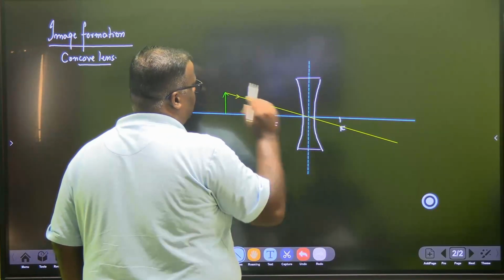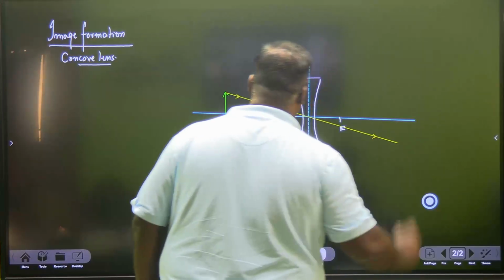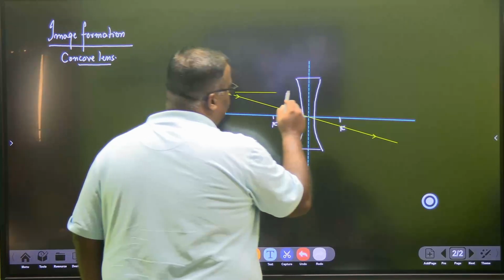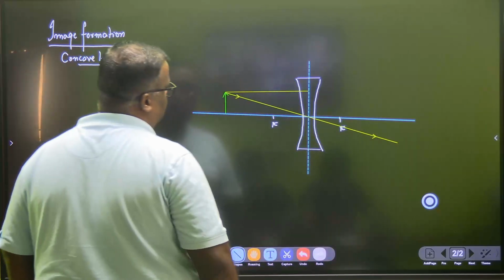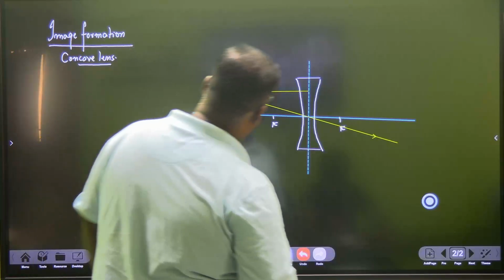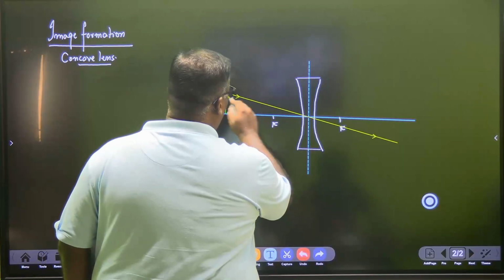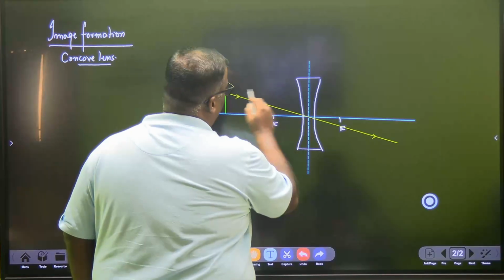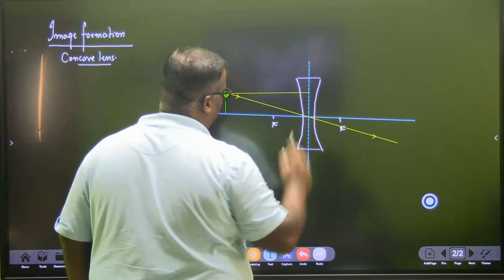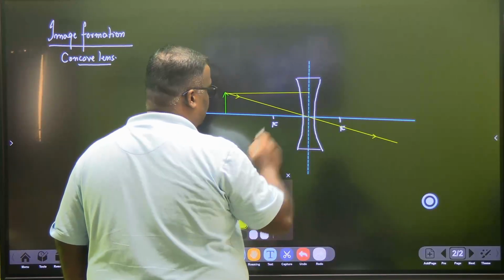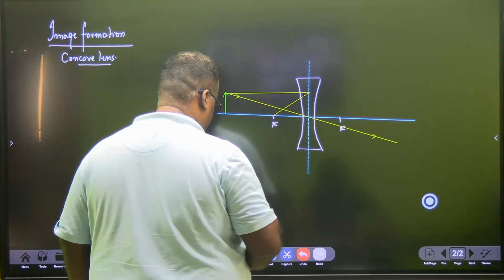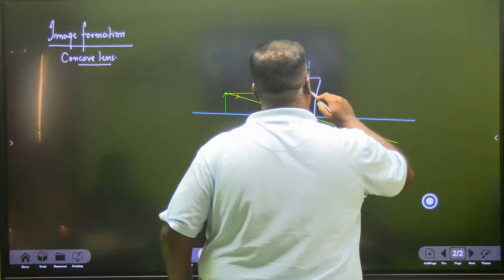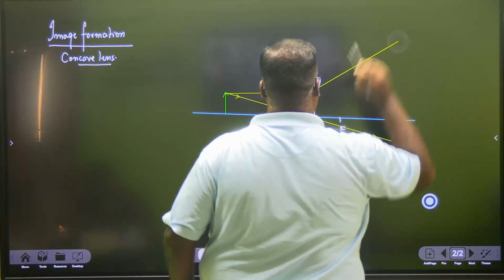Very good. Then what? Then another ray which is parallel to the principal axis. This ray will appear to diverge out from the focus. So let us make it appear to diverge out from the focus. Means the ray is actually going in. The ray is going in this direction, right?